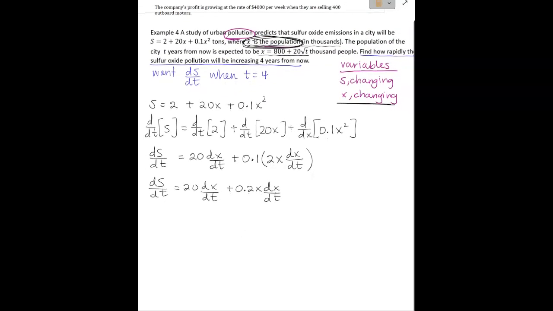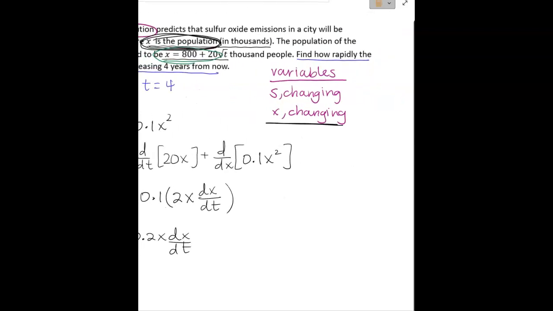Now, what we want is ds dt when t is equal to 4. But we don't see where we can plug t into this equation. What we do have is some x's, and then we have some dx dt's. So I'm going to go to the x equation, which tells us that x is equal to 800 plus 20 times the square root of t. We're going to take the derivative of this equation so that we can have dx dt.